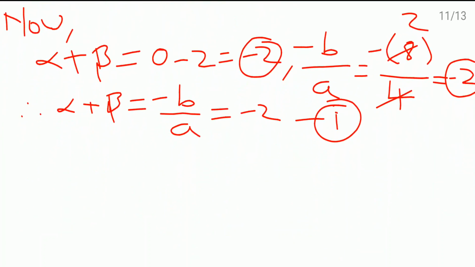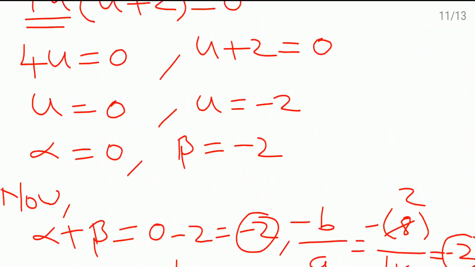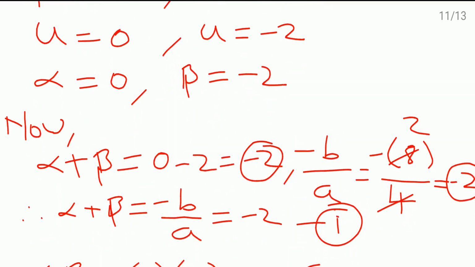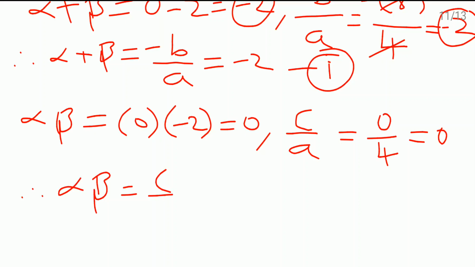We'll write down the product. So product of zeros, that means alpha into beta, 0 into minus 2, which comes as 0. And c by a. Now you just think, in the given polynomial, the constant term is not present. That means that term is not present means what? It is 0. So here our constant term is 0. So I'll write down here 0 divided by 4, which comes as 0. Therefore, alpha into beta is equal to c by a, which comes as 0. Named as 2.